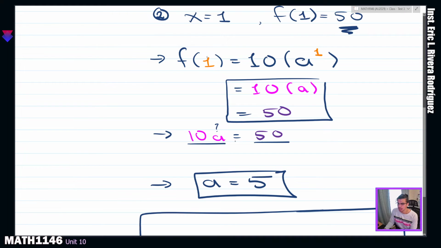How do you solve for a here? Well, 10 is being multiplied by a. I want to get rid of 10. I want to put 10 on the other side of the equation. So because 10 is being multiplied by a, I divide both sides by 10. So I can cancel this 10 here. And now 50 divided by 10 is 5. So on the left side, I just got a, and then on the right side, I got 5.